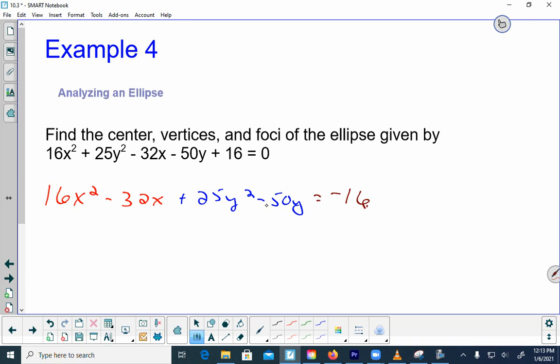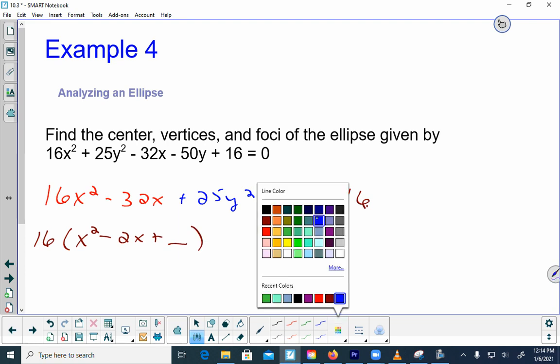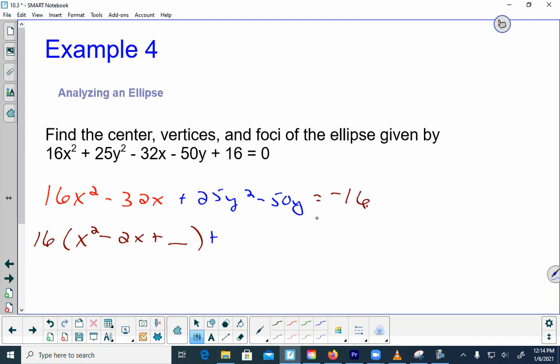Then I want, inside the parentheses, to have a coefficient of 1. So I want this to be x squared inside here. So I'm going to factor out a 16. I'm going to have x squared minus 2x, and I'm going to put a plus, and I'm going to have some number there. I like to leave a plus there. Remember what's going on? So when I do the y's, again, I want to have a y squared, so I'm going to have to factor out a 25. So this will be minus 2y, again, adding some number.